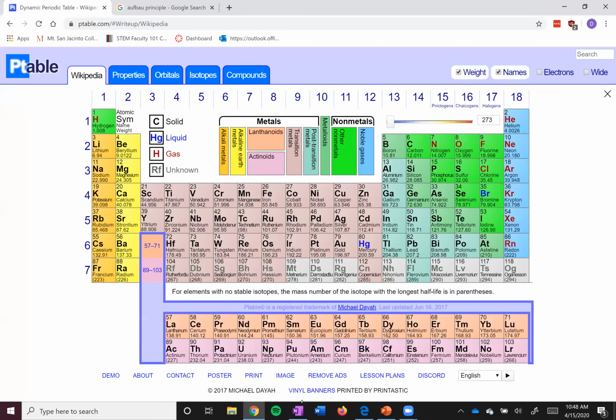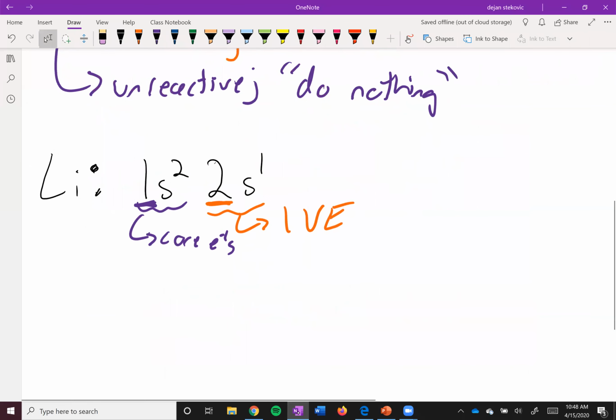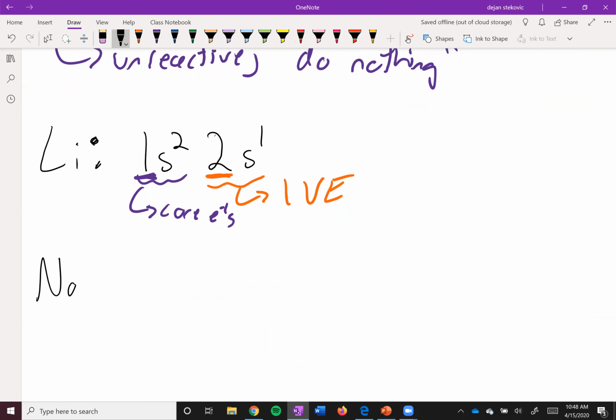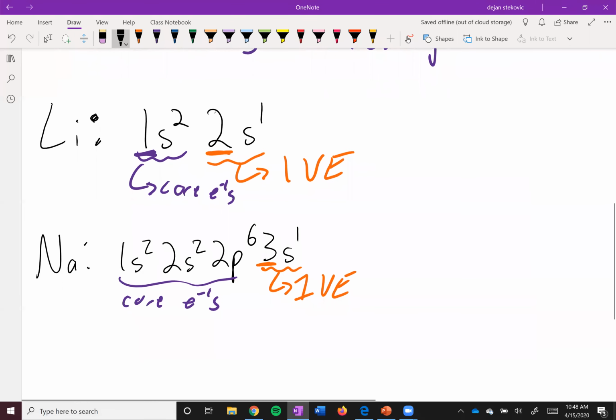And as we said, things in the same column are very similar because they have the same amount of valence electrons. So let's take a look at sodium next. You can see we'd have to go line by line, left to right, and this is a lot of stuff to write. Technically, this is the way you would write this: 1s2, 2s2, 2p6, and then 3s1. The highest n here is 3, so this has 1 valence electron. The rest of these are core electrons, and as we said, core electrons generally don't react, so they're not that important.